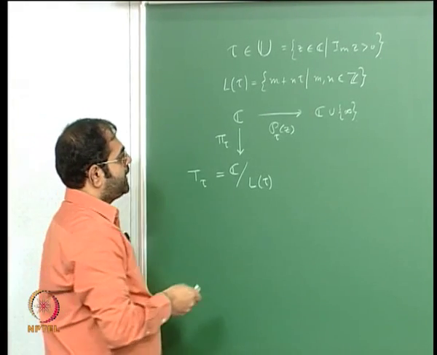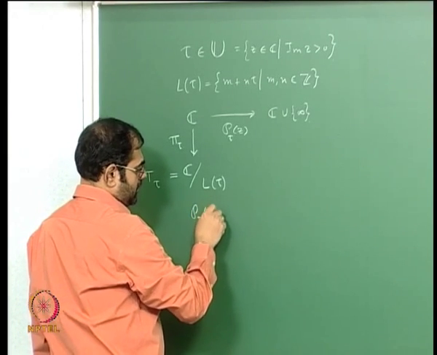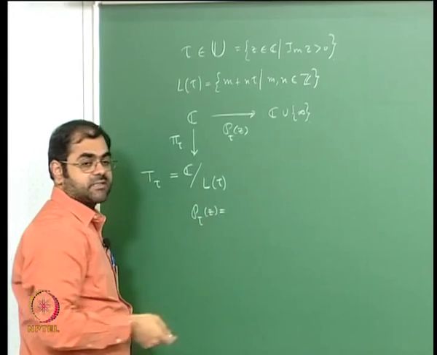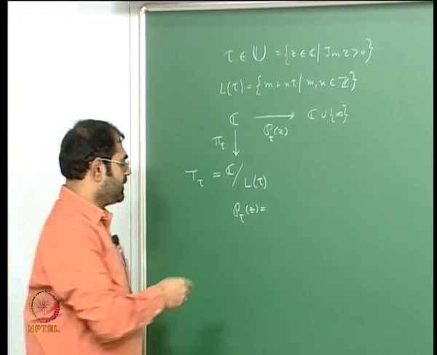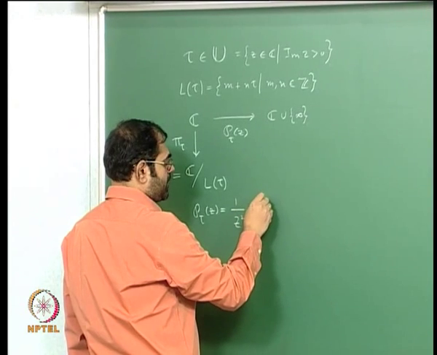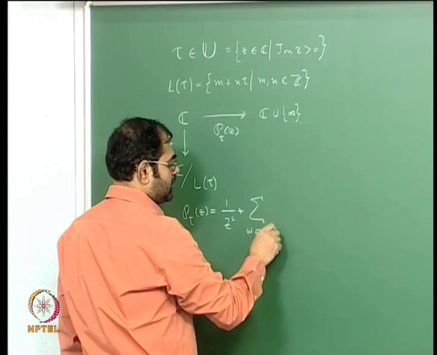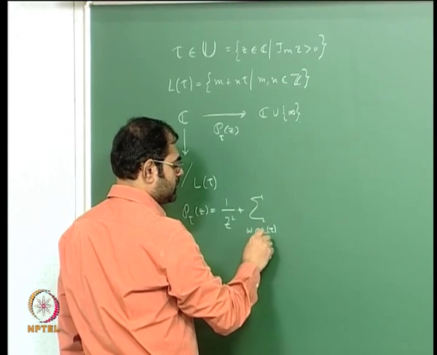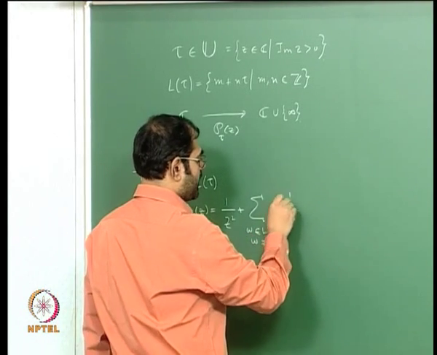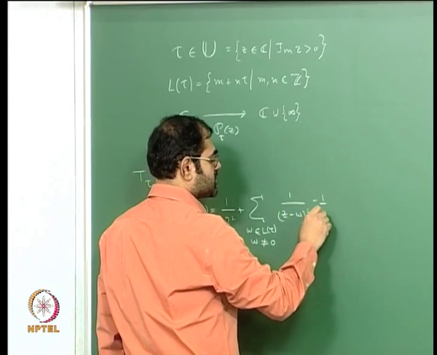And we had a series expansion for the Weierstrass phi function, which was 1 by z squared plus the summation over omega in the lattice, omega not equal to 0, of 1 by (z minus omega) the whole squared minus 1 by omega squared.